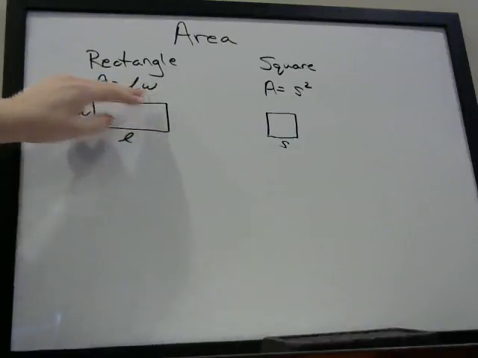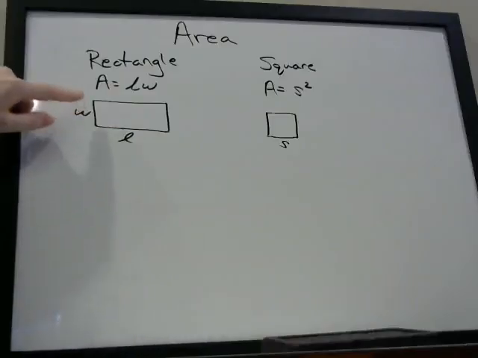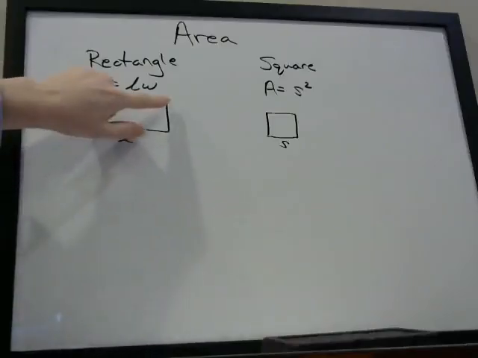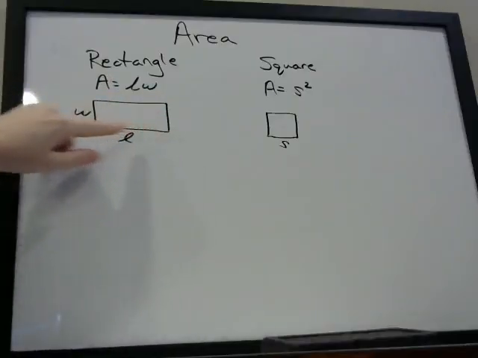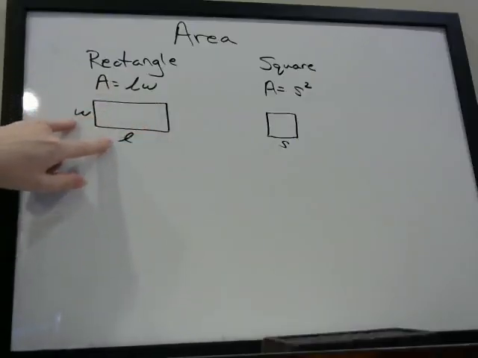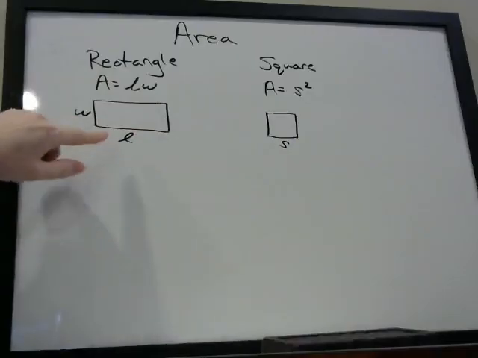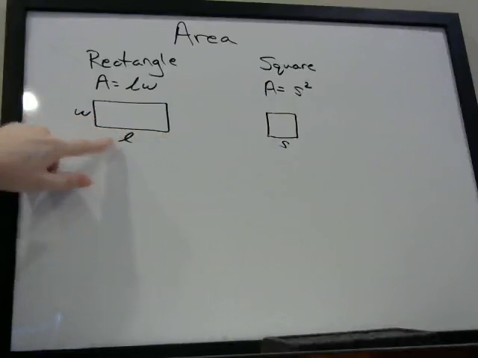So if you have a rectangle, remember what a rectangle is. It has four 90-degree angles. It looks like a box. The two sides that are going up and down have the same length and are parallel. The two sides that are horizontal are also the same length and are parallel. It really doesn't matter which side you name length and which you name width, as long as one's the bottom and one's the side. Normally the longer side you name length and the shorter side you name width.